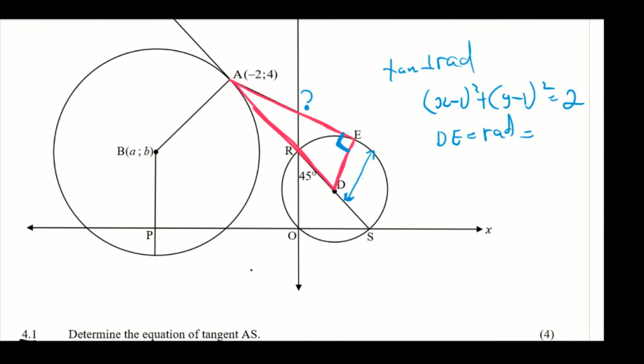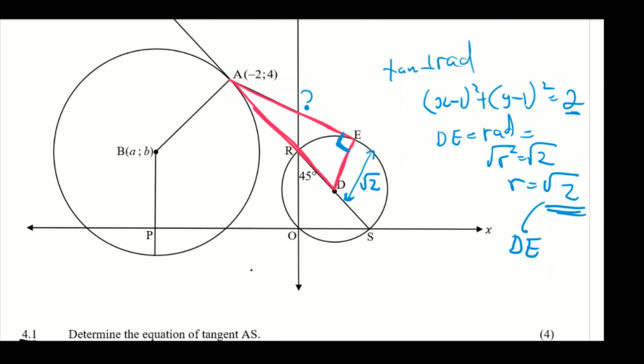So what's the radius of the smaller circle? Here it's 2, right, which is r squared equals to 2. So to find the radius, we square root both sides, so r is equals to root of 2. So it means now that DE is actually equals to root of 2. So this is the length of DE. So we have this length to be equals to root of 2, right?